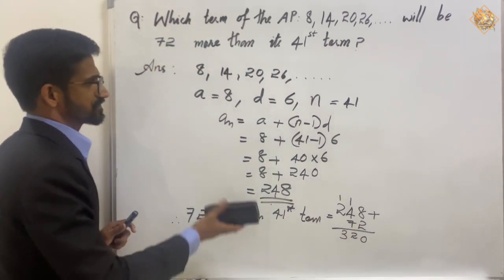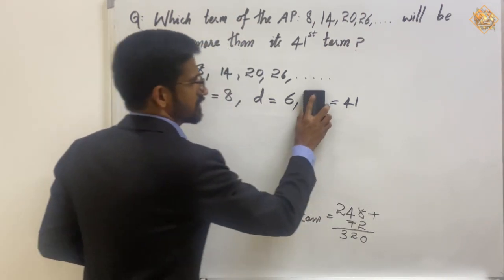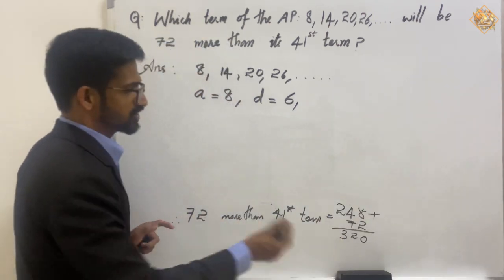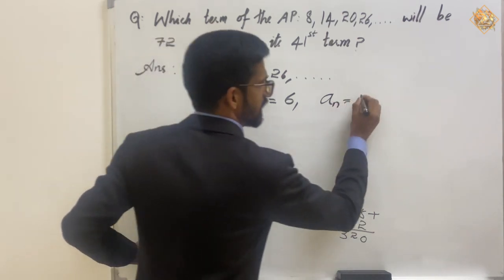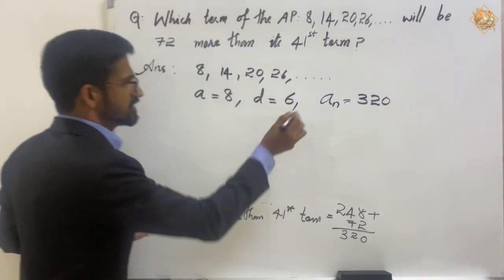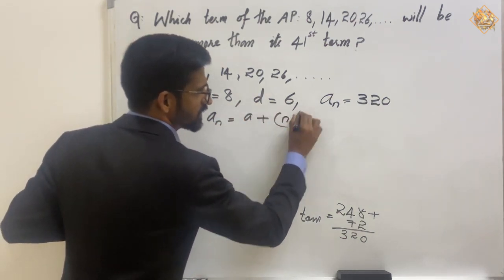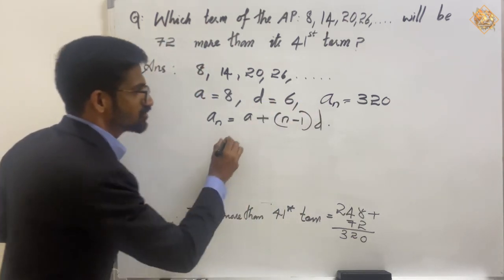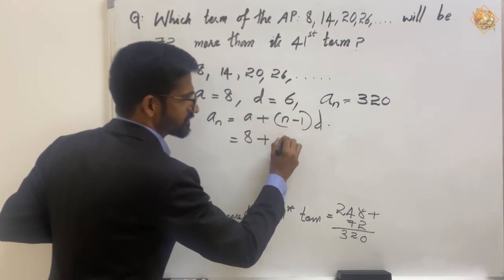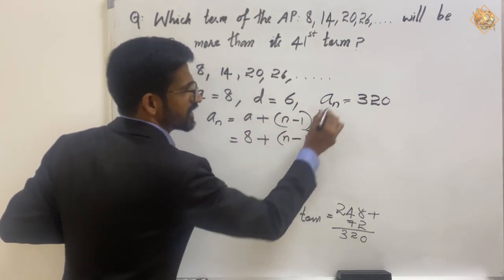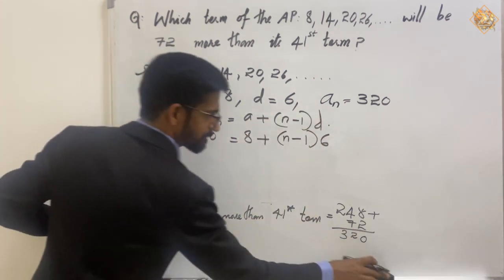For that, one more step is there. We have to find which term of the AP is 320. So 320 will be a n. A n is 320. Substituting these values, a n equals a plus n minus 1 into d. What is a here? That is 8 plus n minus 1, n we need to find out, into d, here it is 6, and a n is 320.